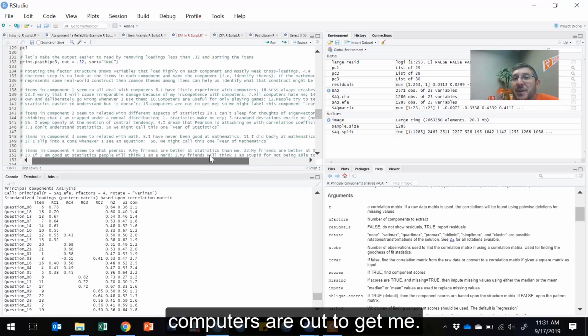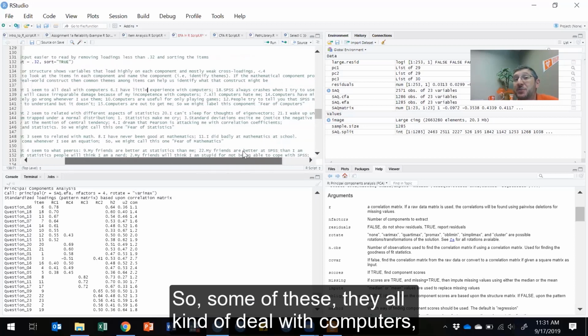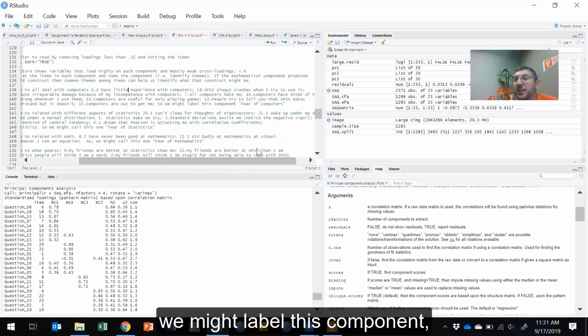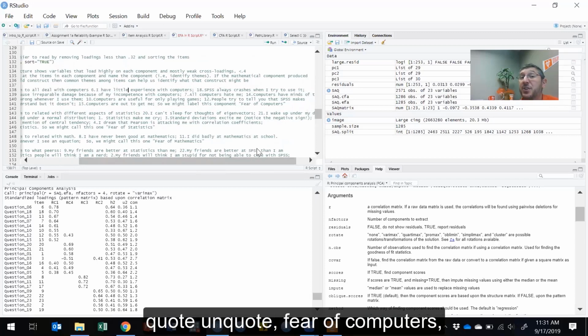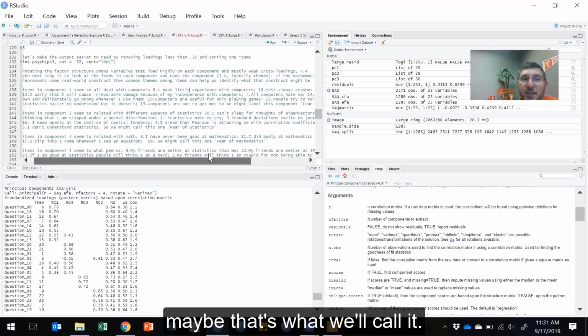Computers are out to get me. So, some of these, they all kind of deal with computers. We might label this component, quote unquote, fear of computers, maybe is what we'll call it.